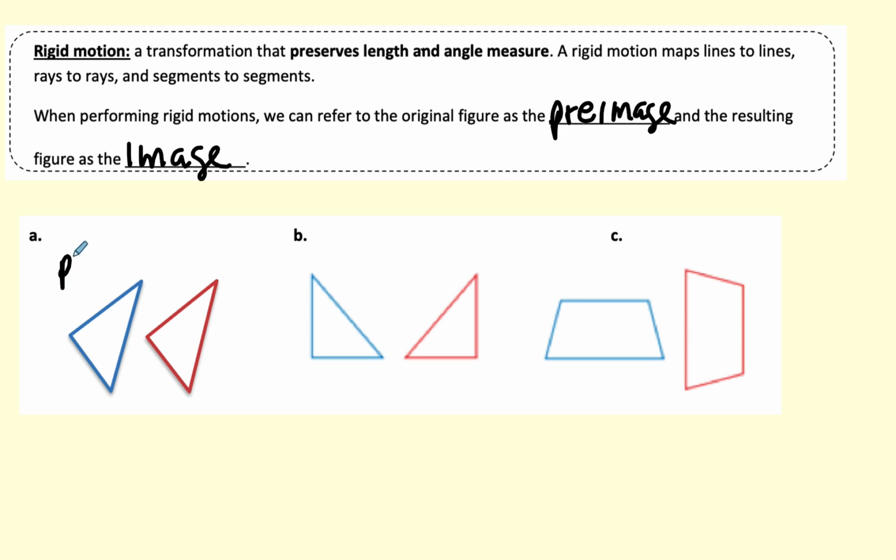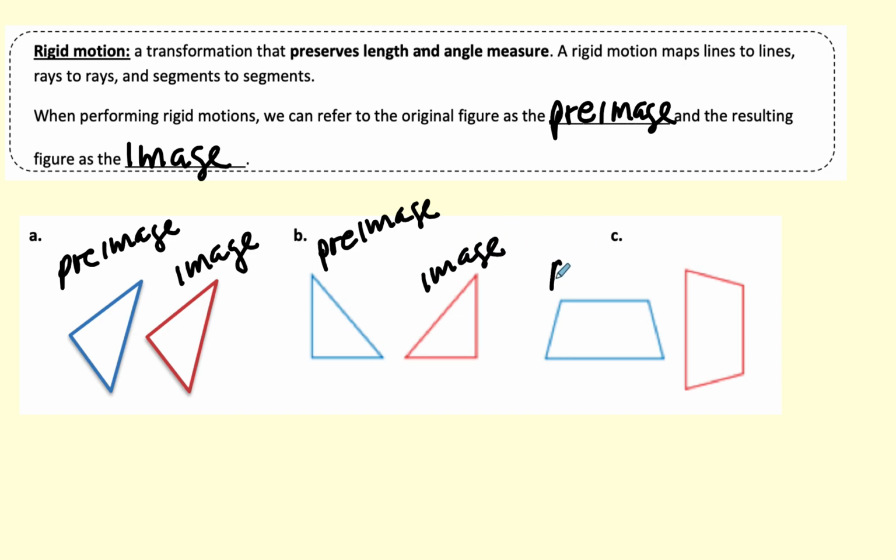This will be the pre-image. And the triangle has moved and it is now the image. This is the pre-image, and after it moves, this is the image. This is the pre-image, and this is the image. Notice that in all cases, when we moved it, the figure's lengths and angle measures all were the same.